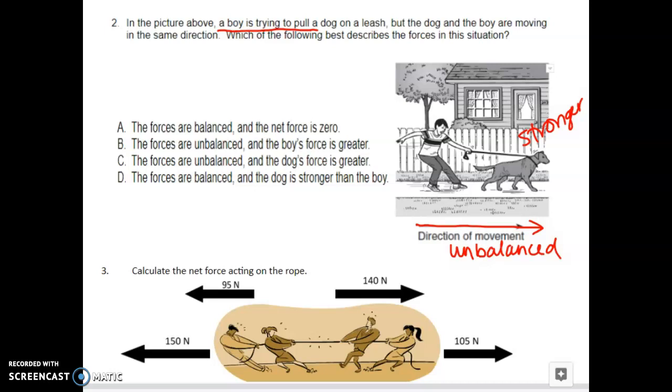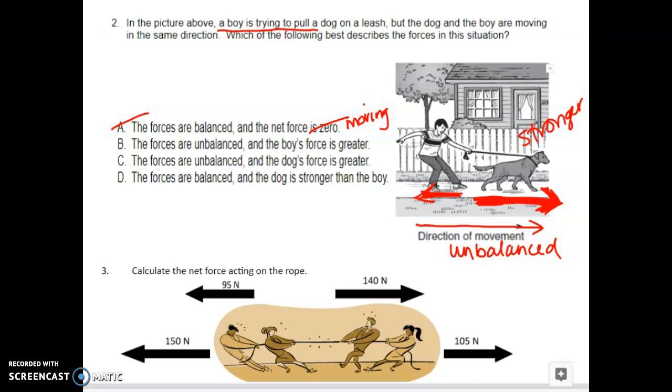So I know it's not very likely that this would happen, but obviously the boy is trying to pull this way, and this must be a very strong dog, and it's going this way, and this one is going to be a longer arrow because it's stronger, because it's moving in that direction. Are the forces balanced and the net force is 0? Well, if it was 0, then it's not 0 because they're moving. And it doesn't say that it's moving at a constant speed, so we can't assume that. The forces are unbalanced and the forces are greater.